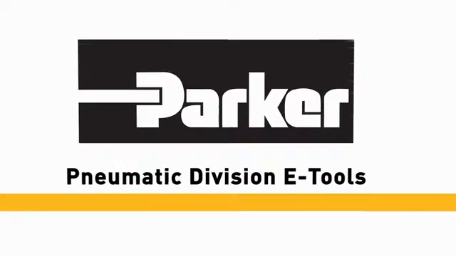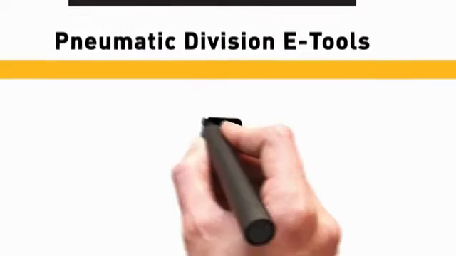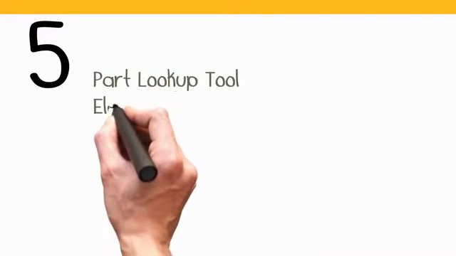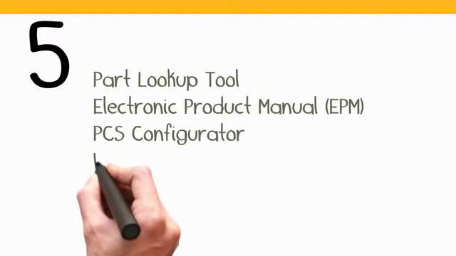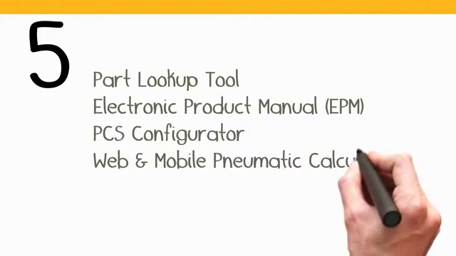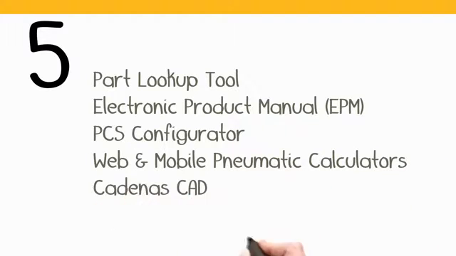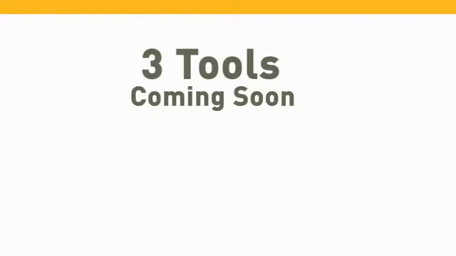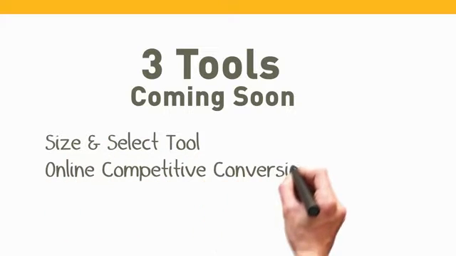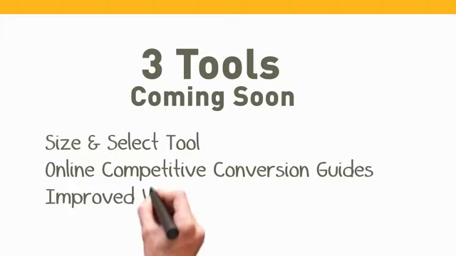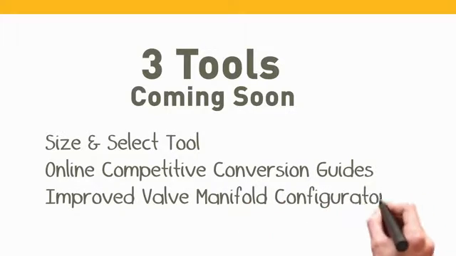Parker Pneumatics E-Tools are available to assist in a variety of ways. Did you know there are 5 e-tools currently available? Parker Lookup Tool, Electronic Product Manual, EPM, PCS Configurator, Web and Mobile Pneumatic Calculators, Cadenas CAD, and 3 more coming soon: Size and Select Tool, Online Competitive Conversion Guides, Improved Valve Manifold Configurator.